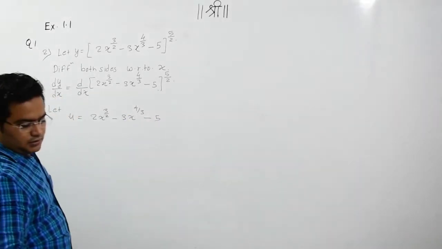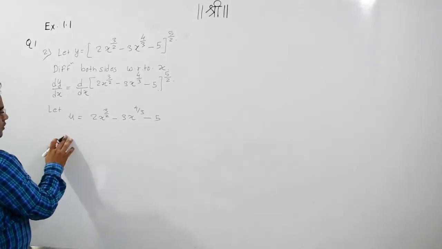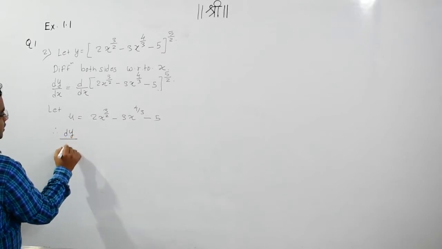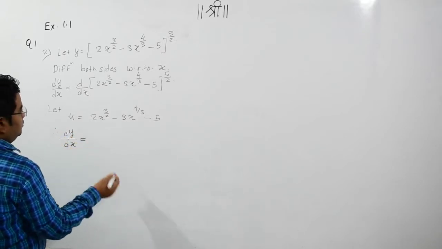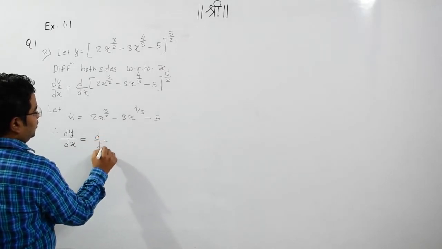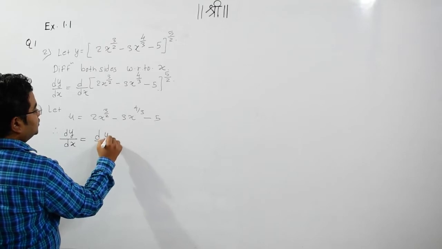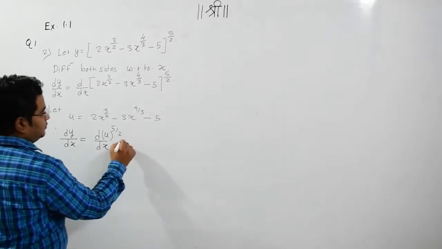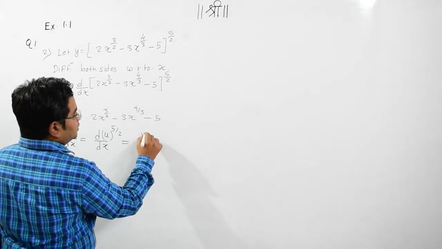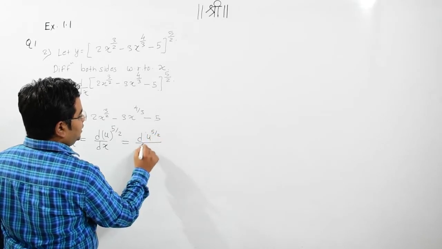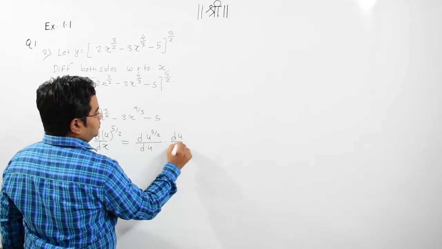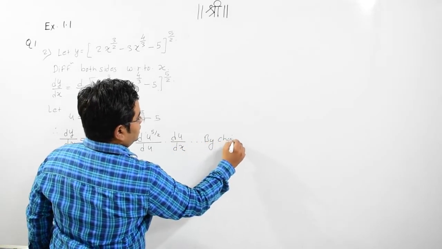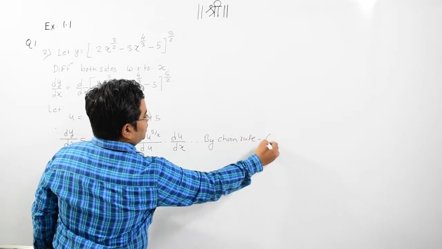Okay, now next step. What is the next step? So therefore the equation will become dy upon dx is equal to d upon dx of u raised to 5/2. Which is again equal to d of u raised to 5/2 divided by du, dot du divided by dx, by the chain rule. Equation number 1.